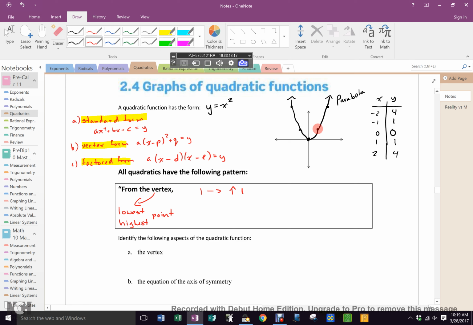Cool? Everybody understand? What happens if I move 2 horizontally? You go up 4. I go up how far? 4. What about 3? What's it going to be? 9. What about 4? 16. Why?